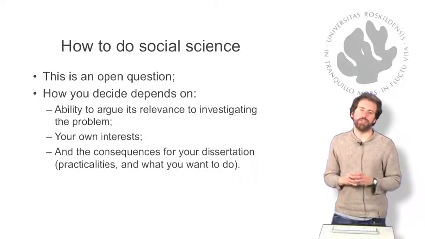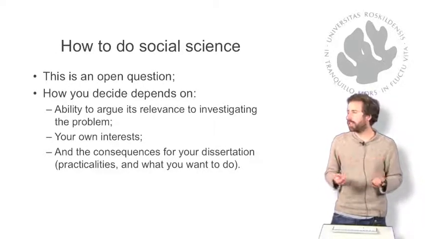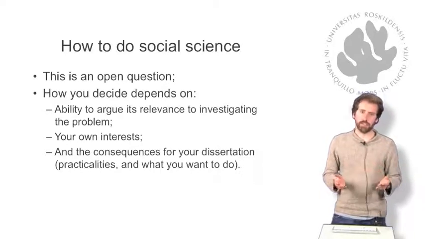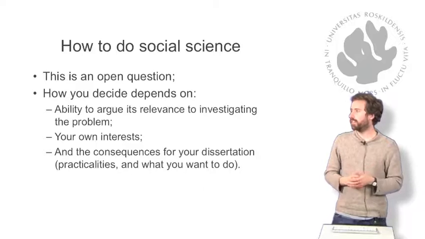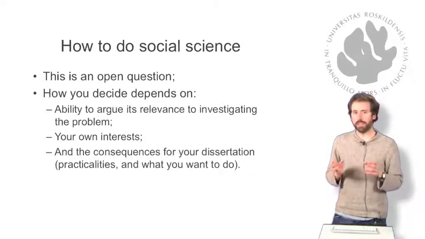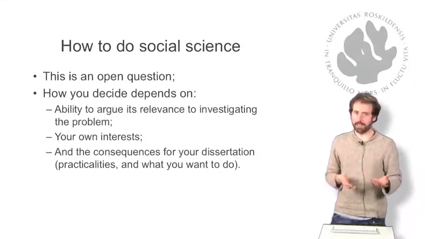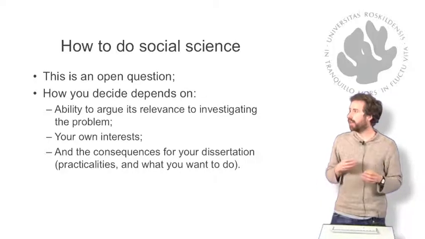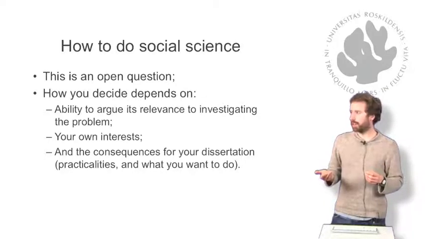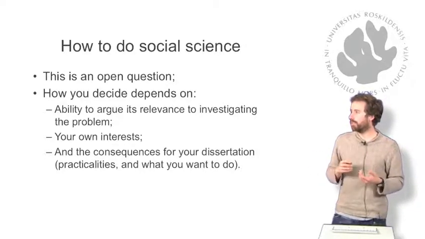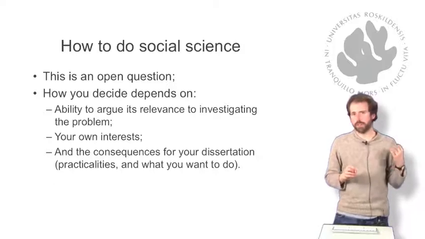So how to do social science? This, of course, is a very open question, but you make decisions. You have to decide how you do social science. And you make that decision both because you need to be able to argue that it's relevant to researching your problem. So can you argue that basically? If you can't, then it's not relevant, and you shouldn't be using that method. But on the other hand, if you can argue that it's relevant, then use it. But also, it's really informed by your interests.